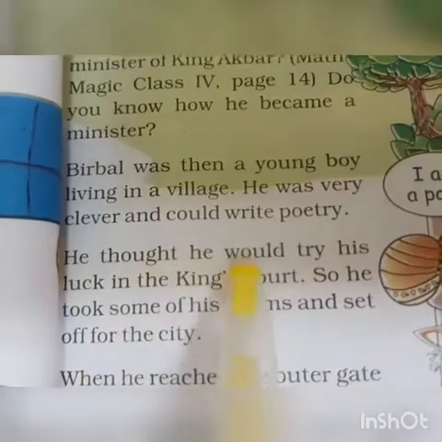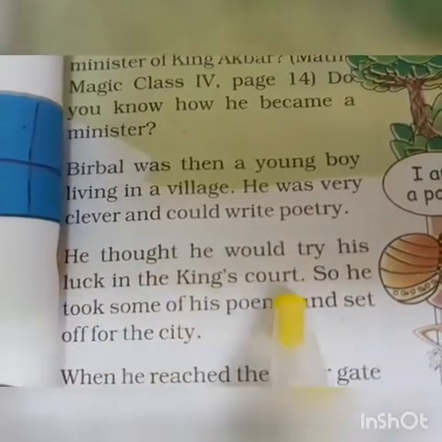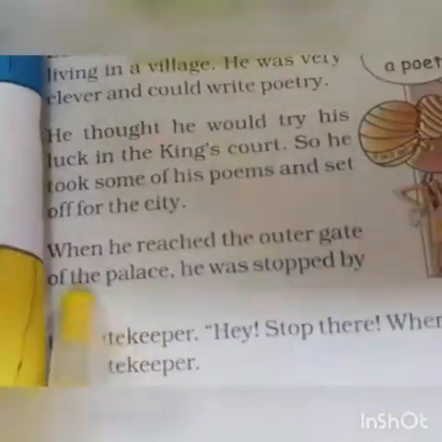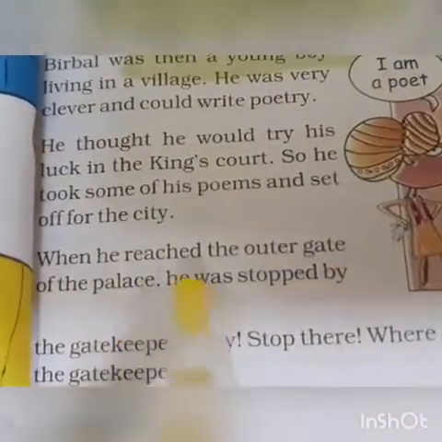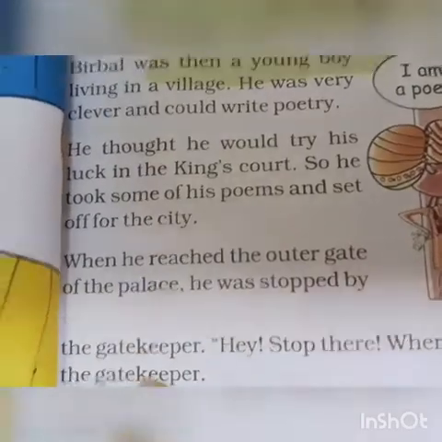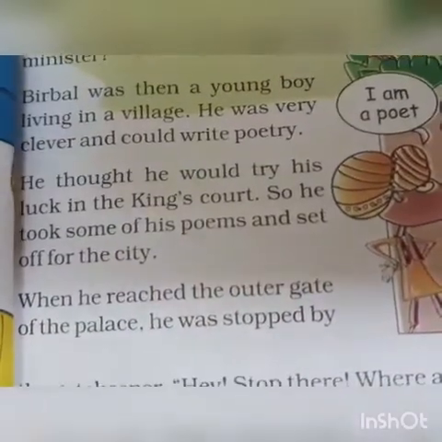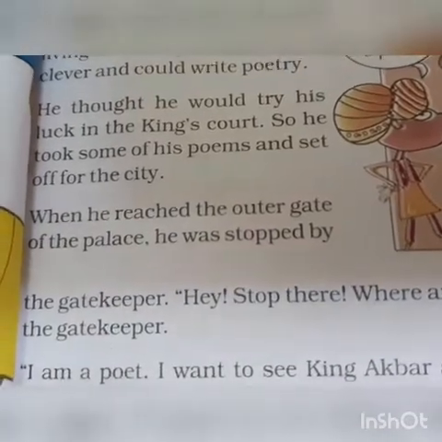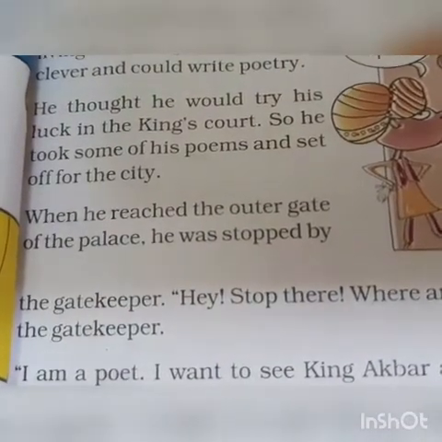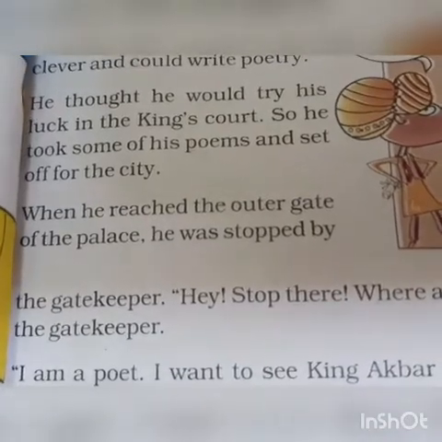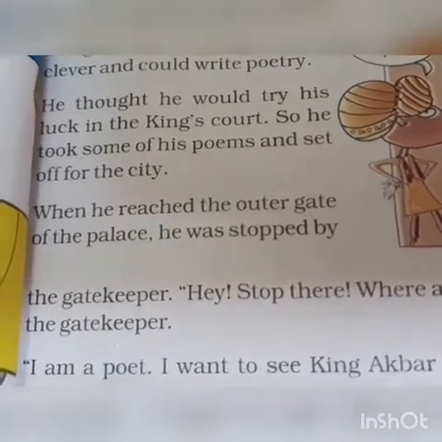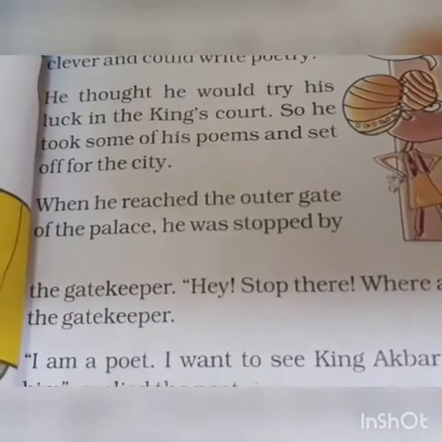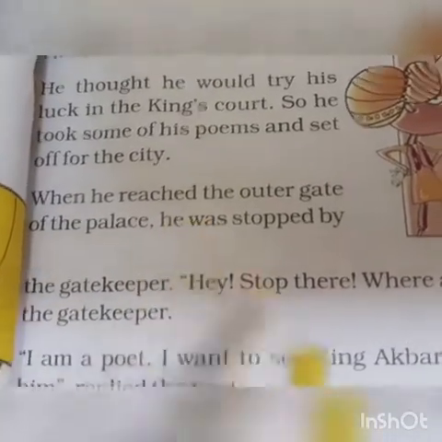He thought that he would try his luck in the king's court, so he took some of his poems and set off for the city. When he reached the outer gate of the palace, he was stopped by the gatekeeper. So Birbal was living in a village and he used to write poetry. So one day, Birbal thought that he would go and recite his poems in the king's court. But when you are going to the king's court, there are many steps before you reach the court. So the first was the outer gate, where he was stopped by the gatekeeper.